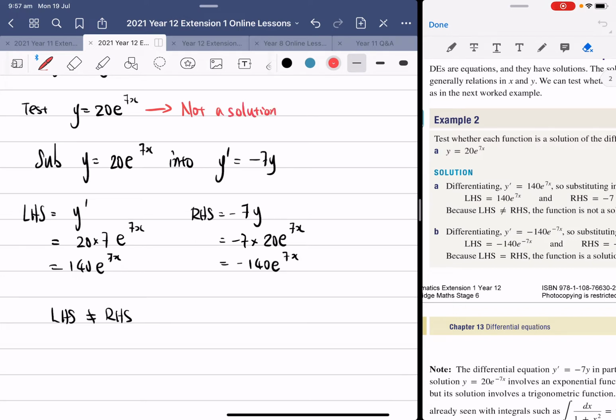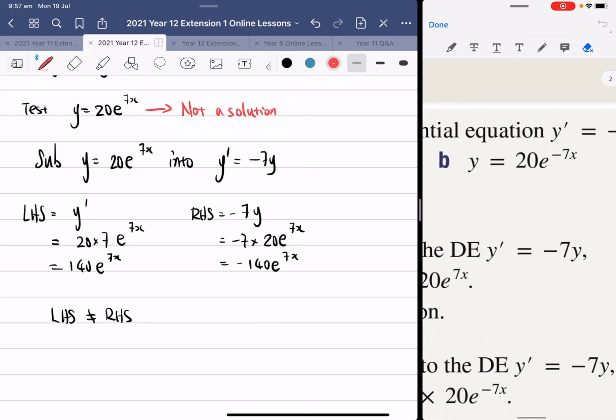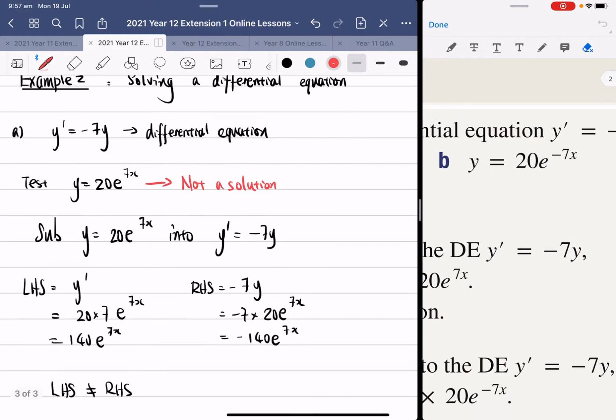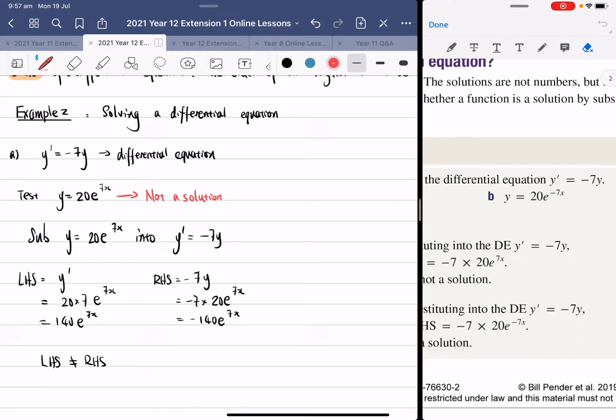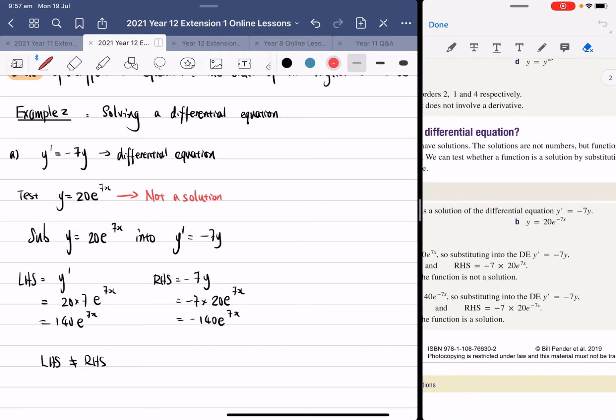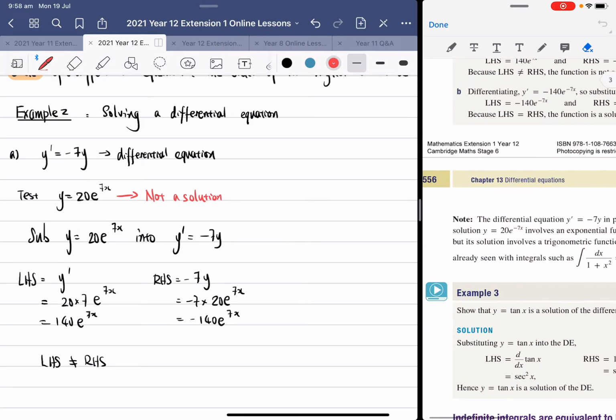This is the type of question we're doing here. We just need to prove whether this is a solution or not by substituting. I'm pretty sure the next one would be the solution of that differential equation when the power is negative 7x. But it's a good question to show you how you actually prove whether a function is a solution of a differential equation or not. All right, let's move on to the next example.